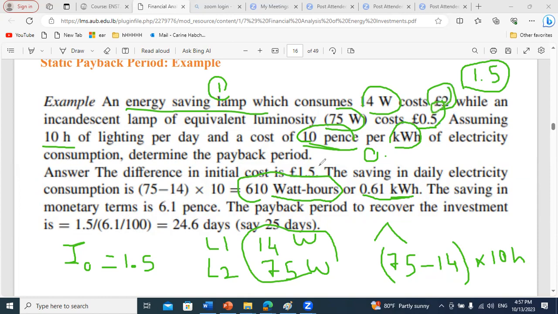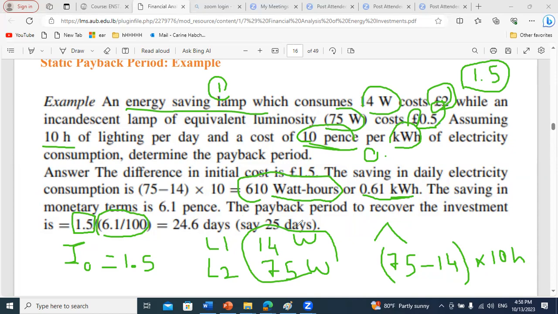Okay, so now in order to determine the number of days which constitutes the payback period, I will divide the investment, the extra investment I put, over the money that I can save per day. So the money that I can save per day is 6.1 over 100 to convert to pound. Okay, so I obtain that I need nearly 25 days in order to pay back the money I paid.